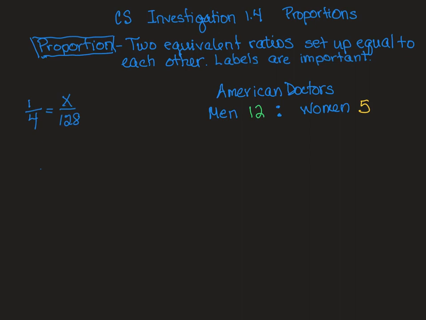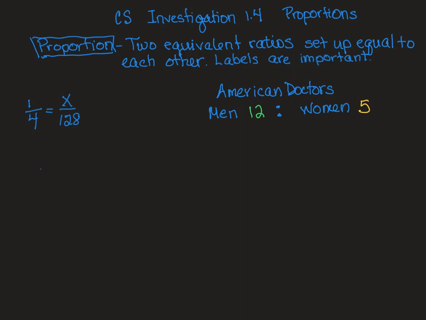So the first proportion they talk about is 1/4 is equal to x over 128. And one of the really great advantages to proportions is they help us solve for a missing number. So there are several ways to do this. But in this video, I am only going to explain the scaling up way. You may have already figured out different ways, but we're just going to do the scaling up way.